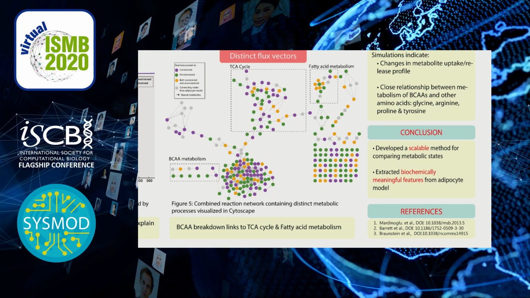Figure 5 shows the reaction network containing the distinct processes after ICA. Every node is a reaction and every connection is a shared metabolite, either as reactant or product. These nodes are color-coded as per the simulated condition.